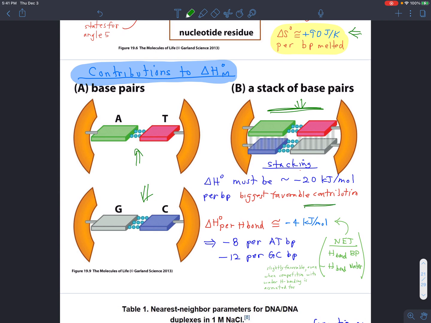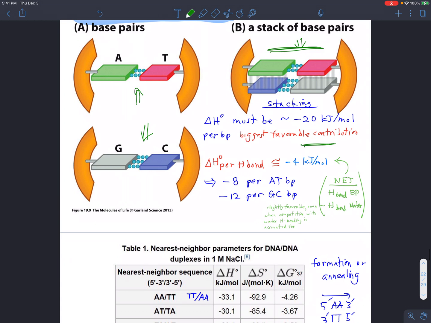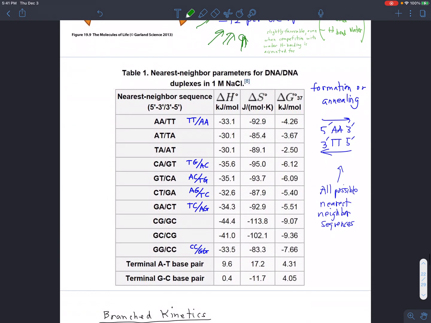We saw the stacking energy is the biggest contribution, about minus 20 kilojoules per mole. And the delta H per H bond is only about -4. That's the net energy change after you've broken the hydrogen bonds to water. So about -8 for an AT and about -12 for a GC. That gives you about 28 kilojoules per mole for a delta H for a single base pair. Well, actually a double base pair like this, a little bit bigger than that, and a little bit bigger than that for a GC, and that matches very well. Those numbers agree qualitatively at least.